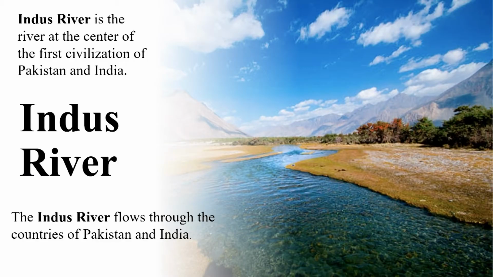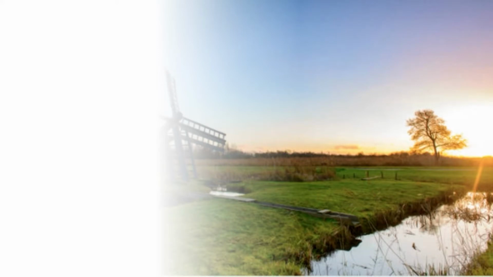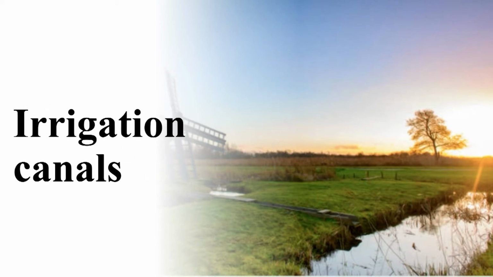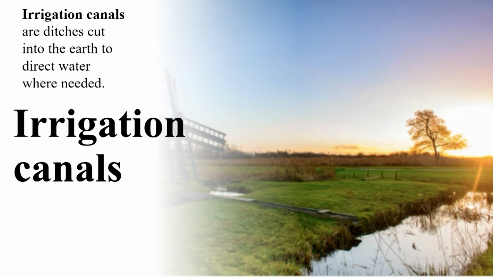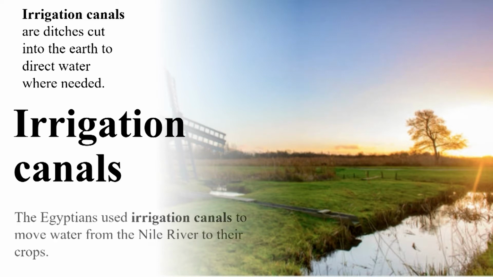And our last vocabulary word for today is irrigation canals. Repeat after me, irrigation canals. Irrigation canals. Irrigation canals are ditches cut into the earth to direct water where needed. And let's use this word in a sentence. The Egyptians used the irrigation canals to move water from the Nile River to their crops. Have you ever seen an irrigation canal? No, I haven't. But I absolutely would love to. Well, they still use them on farms in Mississippi, so you might get to see one day.